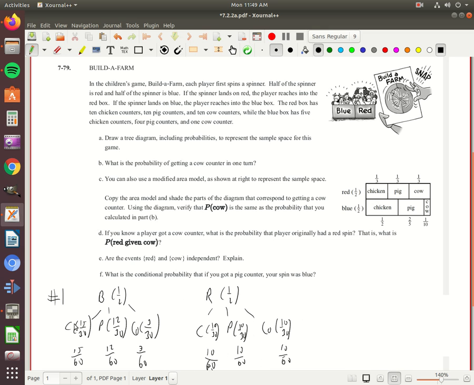I know that the most likely thing I'm going to get is a blue chicken, and the least likely thing I'm going to get is a blue cow. And this picture would show that to be true.